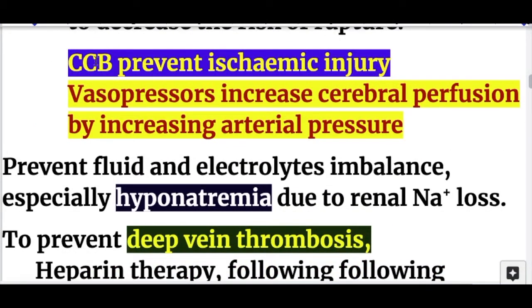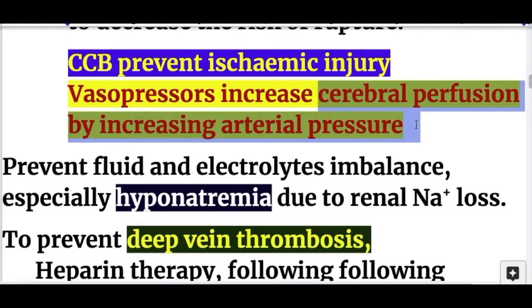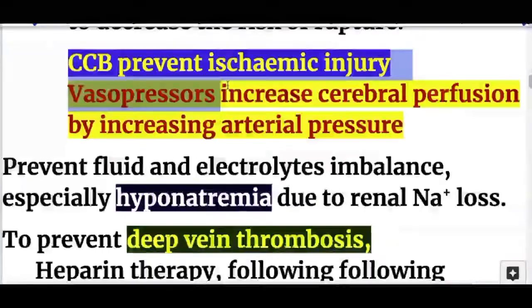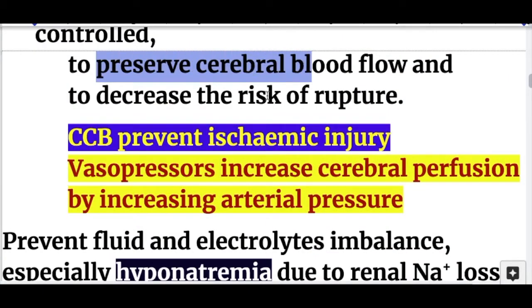So what drugs are used to control the blood pressure? Number 1, calcium channel blockers, they prevent ischemic injury, and number 2, vasopressors, they increase cerebral perfusion by increasing arterial pressure. So two types of drugs, calcium channel blockers and vasopressors, are used in subarachnoid hemorrhage to control the blood pressure, preserve cerebral blood flow, and decrease the risk of rupture.